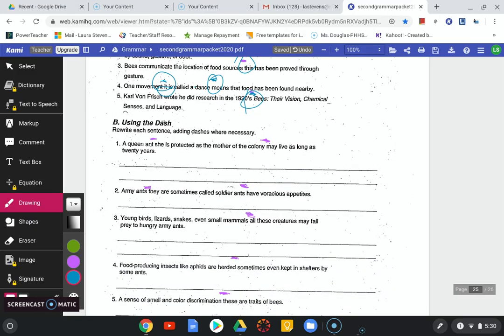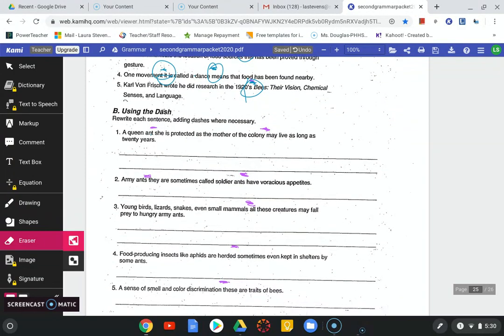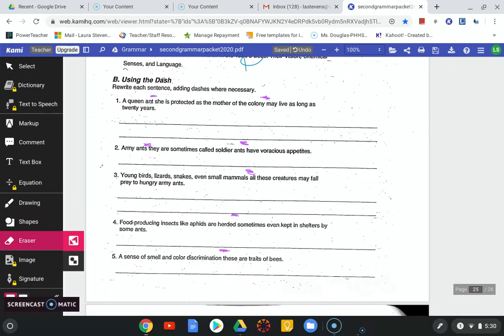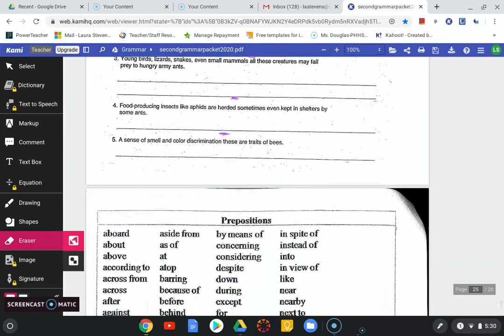The queen ant dash. I think a student may have done this. Yeah, it looks like a student may have marked over this. A queen ant. She is protected as the mother of the colony. Dash. May live. Army ants. They are sometimes called soldier ants. Have various voracious appetites. Sorry. Young birds, lizards, snakes, even small mammals. Dash. Herded dash. And discrimination dash.